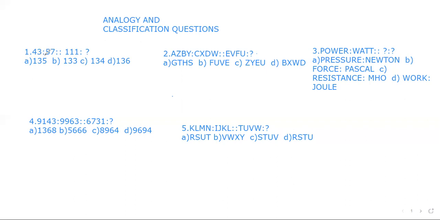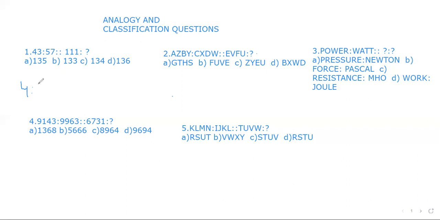Suppose I say 43 is to 57 as 111 is to question mark. If you see this particular problem, there is some law which has been applied in the first two terms. The same law we have to apply here to get the missing one. If they are numbers, generally what works is addition, subtraction, multiplication, division, sometimes square or cube. This is not a ratio problem. Don't think in terms of ratio. Some pattern is there, and we have to follow the same pattern.